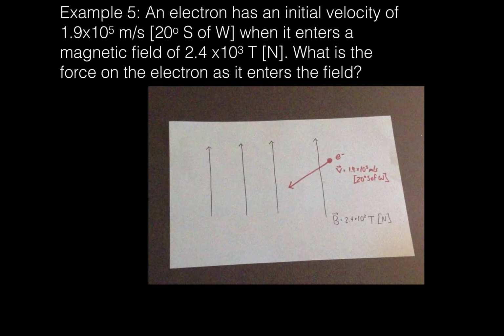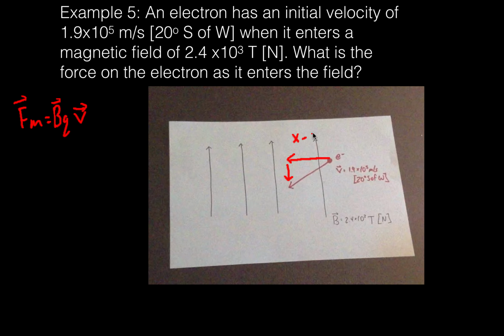Example 5. An electron has an initial velocity of 1.9 times 10 to the 5 meters per second at an angle of 20 degrees south of west when it enters a magnetic field of 2.4 times 10 to the 3 teslas directed north. What is the force on the electron as it enters the field? Now the formula Fm equals BQV requires that the velocity of the particle in the magnetic field is perpendicular to the direction of the field. To solve this problem, we have to separate the electron's velocity into its x and y components.